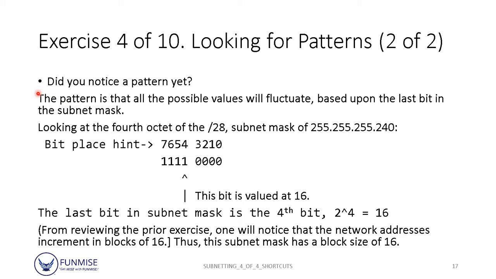So, the next part of that question was, did you notice a pattern? The pattern that you should have noticed is that the possible values will fluctuate based upon the last bit in the subnet mask. So here, if we look at the 4th octet of the /28, the subnet mask of 255.255.255.240, and I give a bit place hint here of 0, 1, 2, 3, 4, 5, 6, 7, and so on. And you remember that octet looked like this. For that subnet mask it looked like 1, 1, 1, 1, then 0, 0, 0, 0. And this was equivalent to 240 for this octet. Now, you note this bit is valued at 16 because that is 2 to the 4th power. And if you review the prior exercise, the network addresses actually increment in blocks of 16. Thus, this subnet mask has a block size of 16.